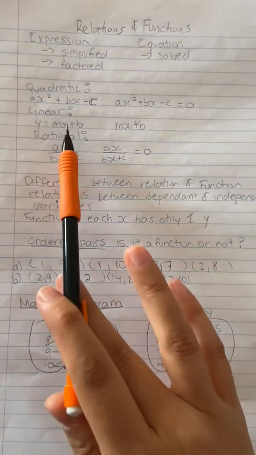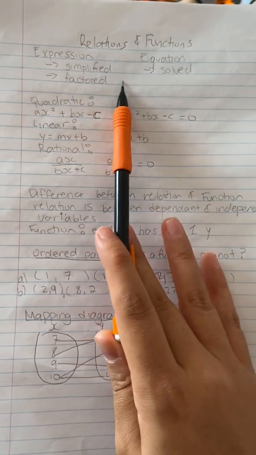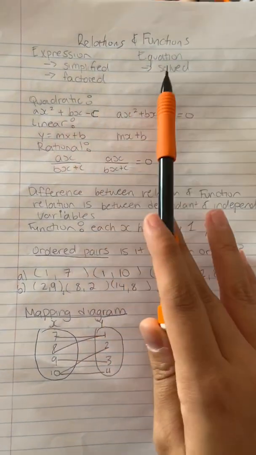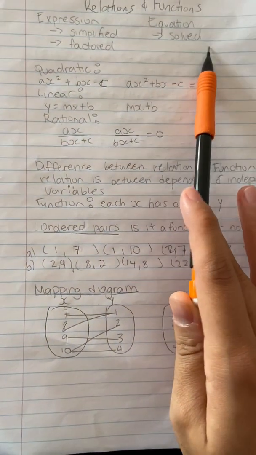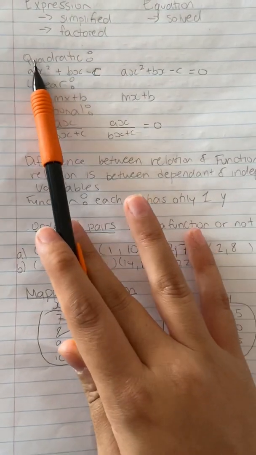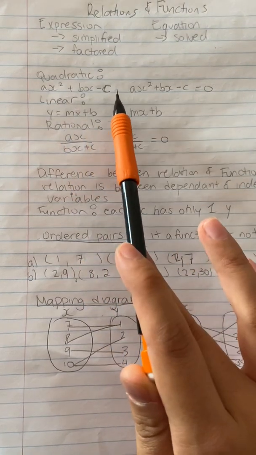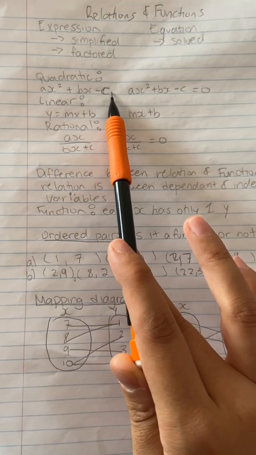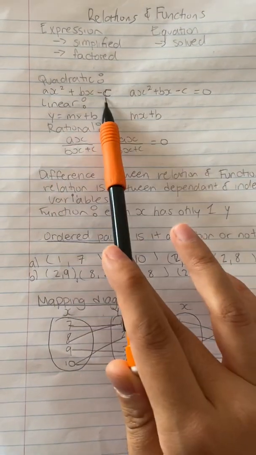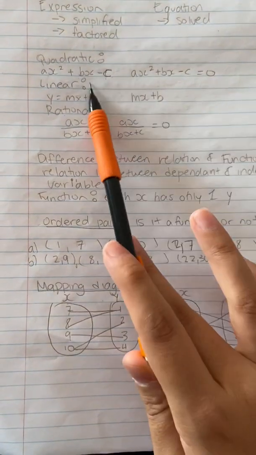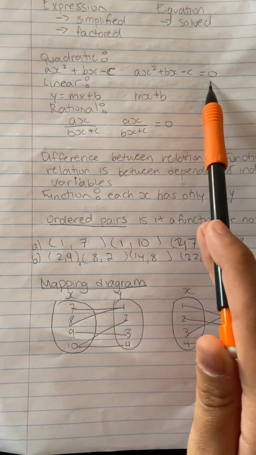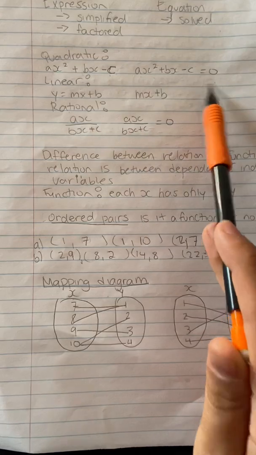So an expression can be simplified or factored, and it does not have an equal sign, while an equation can be solved, so it does have an equal sign. So as we look here, here's a quadratic. The expression is this one because, as we said, it does not have an equal sign, so it cannot be solved. While this is the quadratic equation because it has an equal sign, so therefore it could be solved.